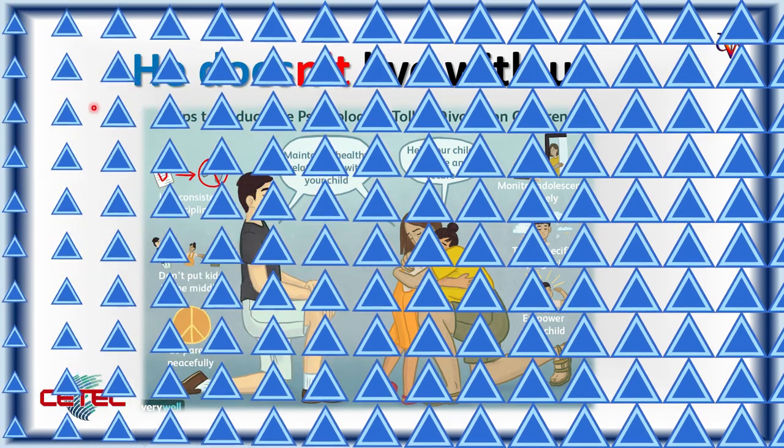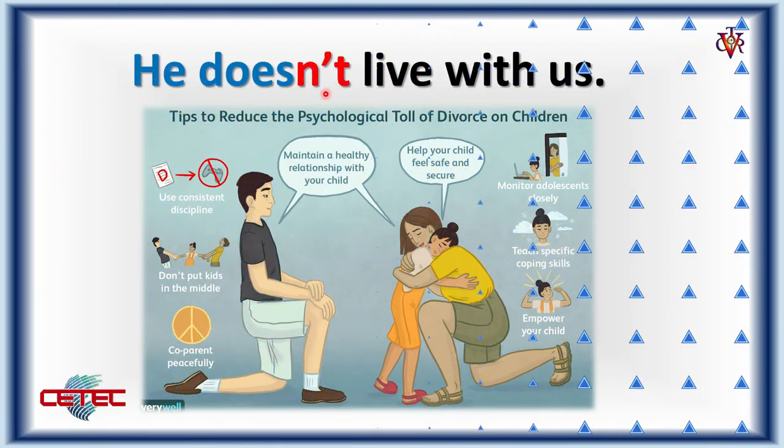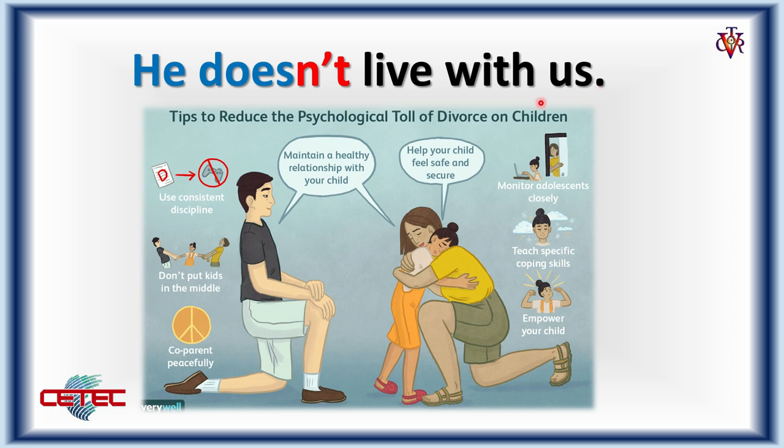Now, let's read this text. He doesn't live with us. Now, in the sentence, he talks about he. And doesn't is the negative option. Now, the verb live has to be in a regular form, simple present. With us is the complement.